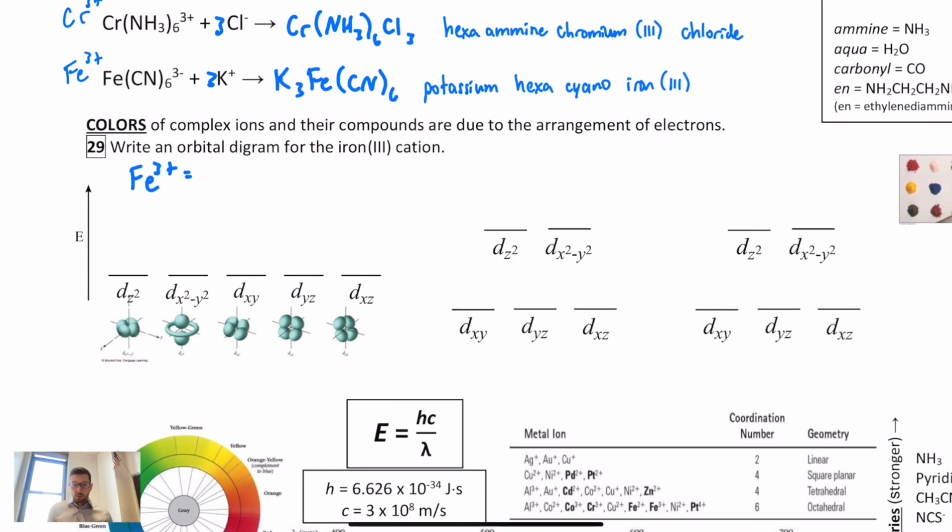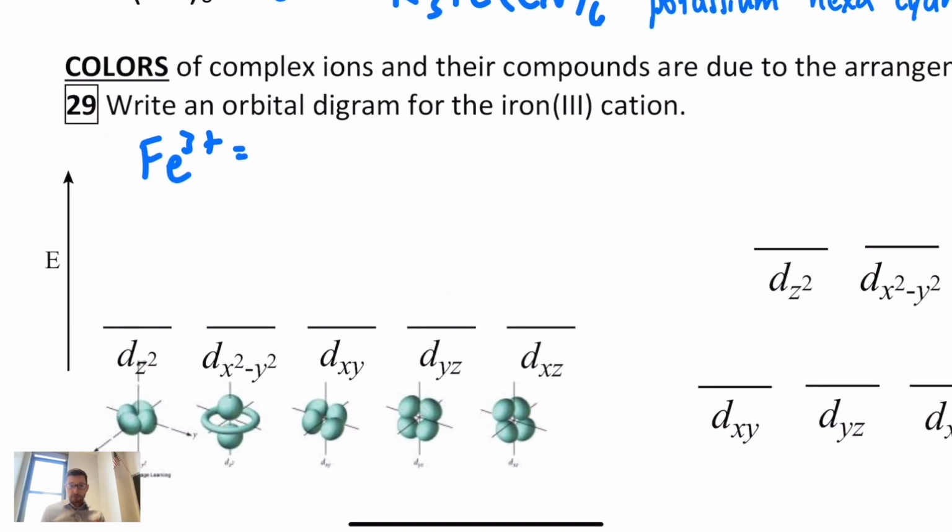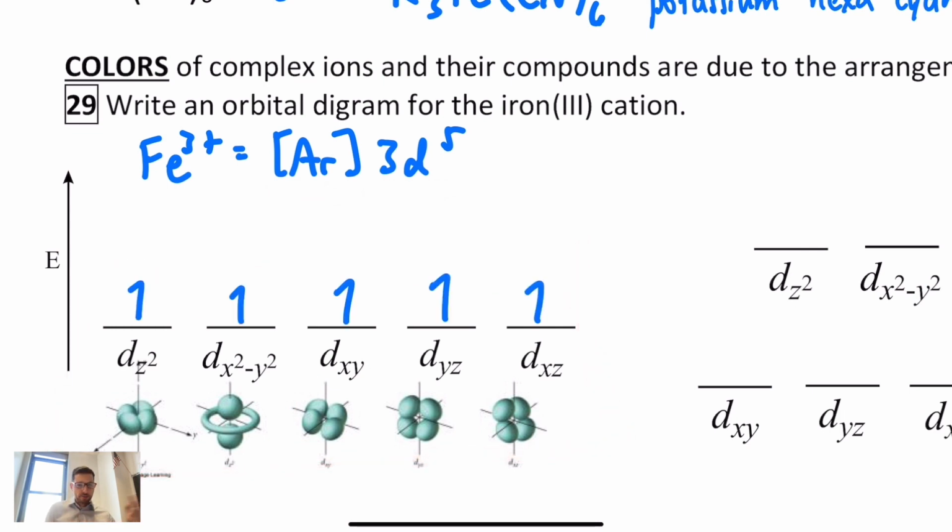Iron itself would have an electron configuration of argon, 4s2, and 3d6. But if you take away the 3 electrons, you would lose those outermost 2 electrons and 1 of the d electrons. So you're left with argon, 3d5. And in the gas phase, that's what an iron 3 cation would look like. 5 unpaired electrons all degenerate in the same energy level.